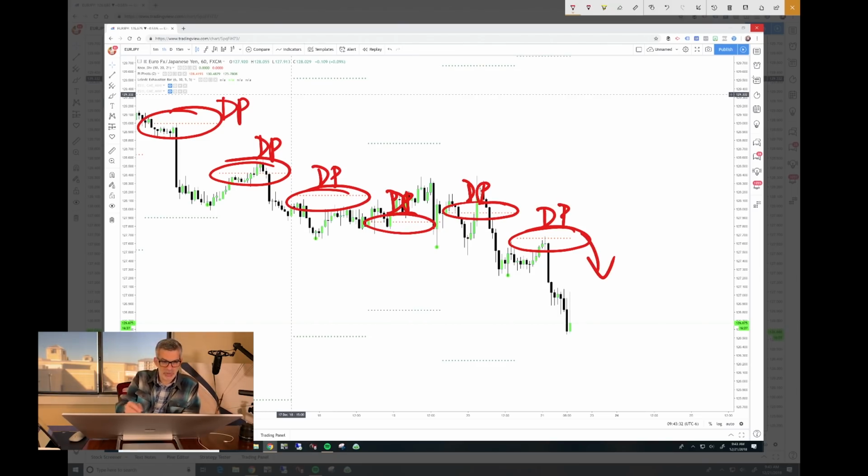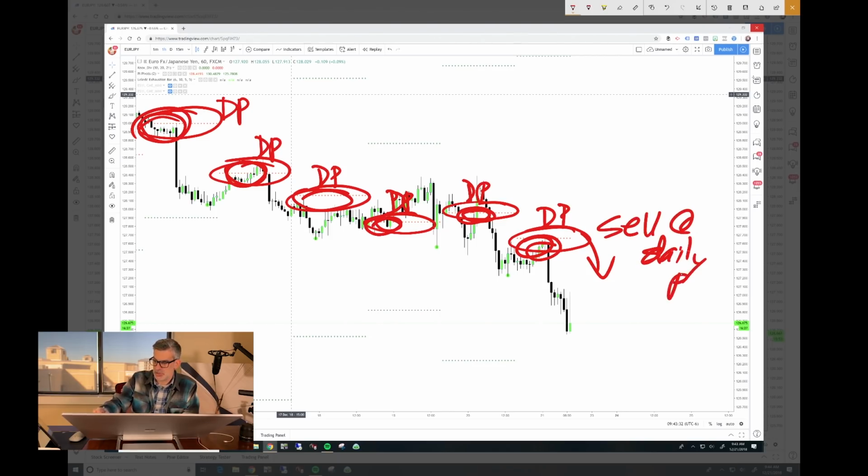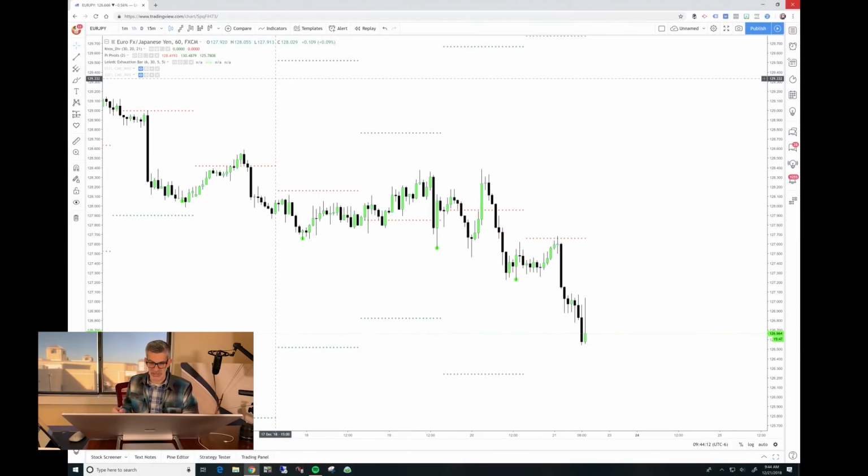So look at this. Almost every single day in a down market where the euro yen will rise to its daily pivot, those are great selling opportunities. So the first way is to sell at the daily pivot because we're in a bear market. But there's other things that we can do.